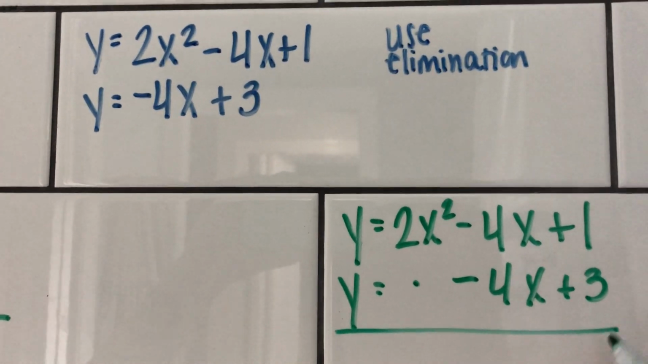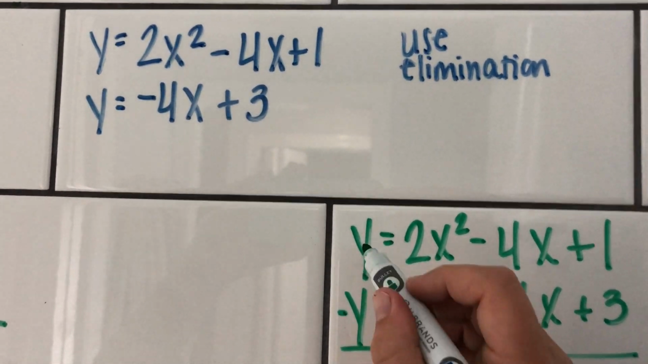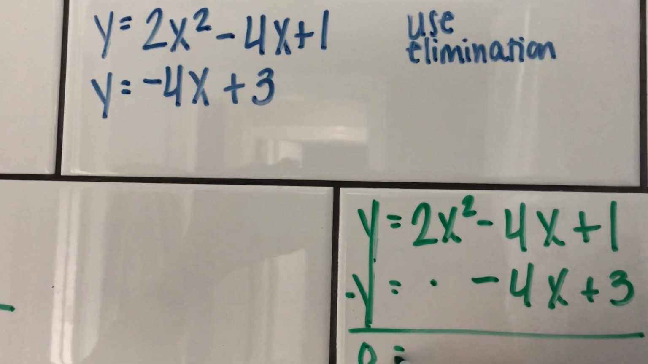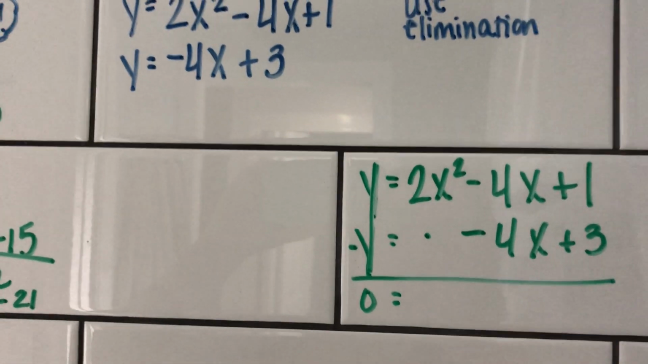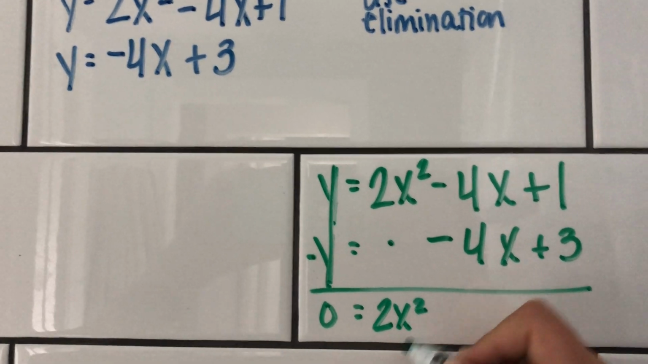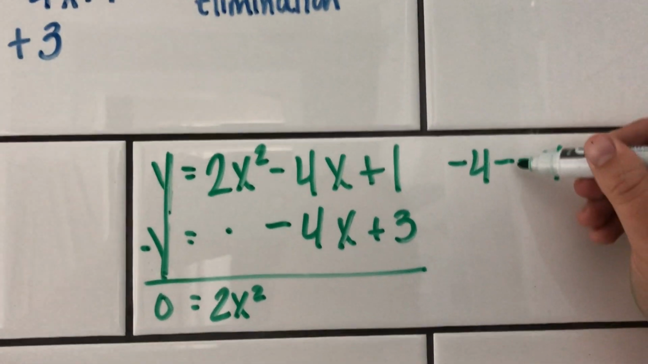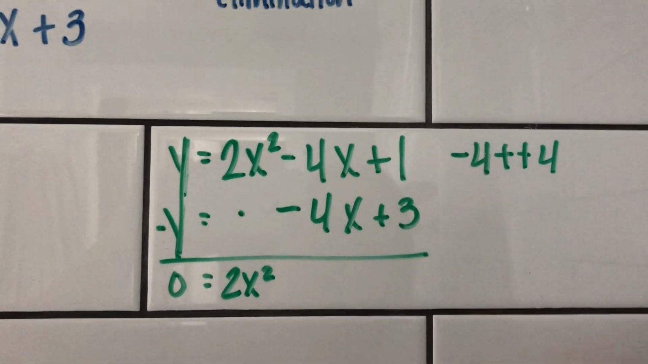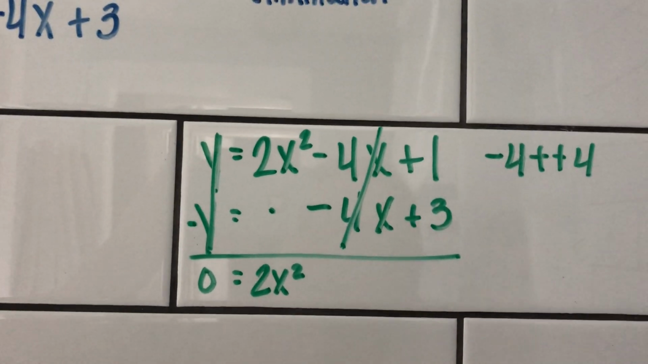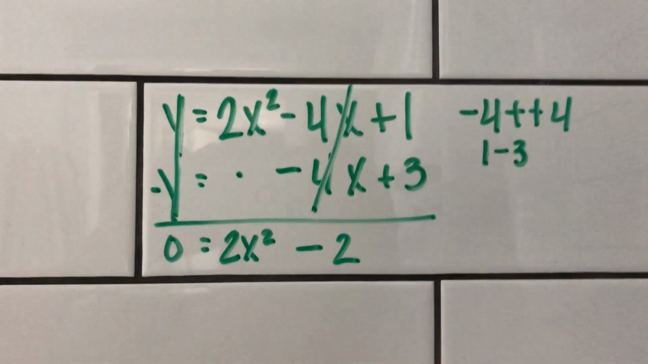And now I'm going to eliminate. I want to eliminate the y's, so I'm going to do so by subtracting. When I do y minus y, they cancel. And look at that, it's set equal to 0 for us. 2x squared minus nothing is just 2x squared. -4 minus -4 turns into -4 plus 4, so that term also cancels out. And then I have 1 minus 3, which is -2.